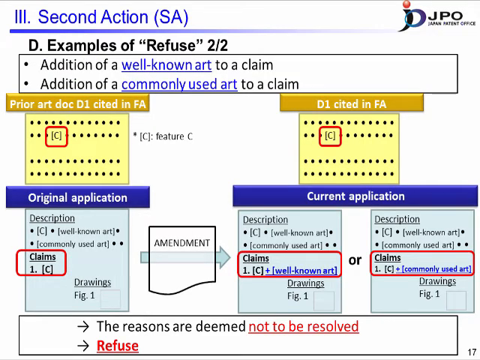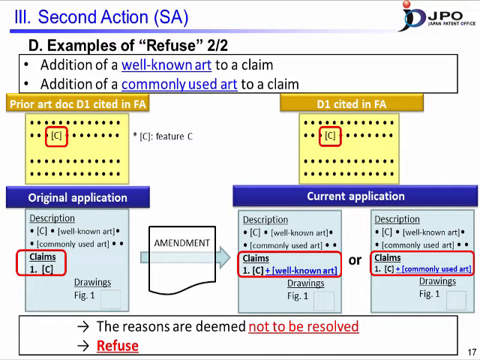This picture shows an example of an addition of the well-known art or commonly used art to a claim. The claim filed in the FA is shown on the left, and the amended claim is shown on the right. The Claim 1 filed in the FA includes Feature C. The examiner sent a notification of reason for refusal to the applicant against this claim based on D1, where Feature C is disclosed. The applicant made an amendment in response to this FA.